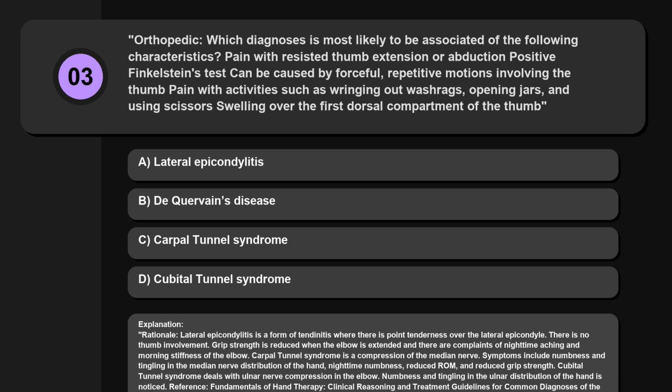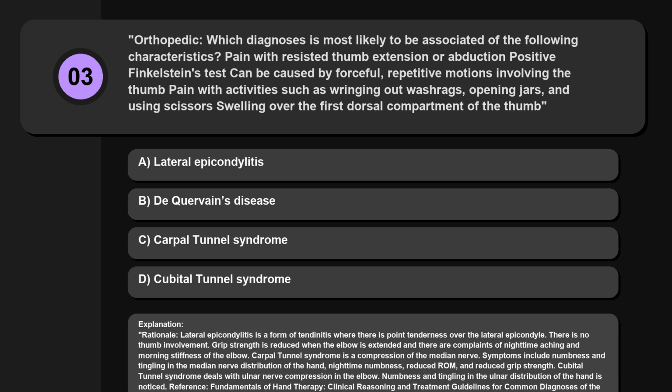Rationale. Lateral epicondylitis is a form of tendinitis where there is point tenderness over the lateral epicondyle. There is no thumb involvement. Grip strength is reduced when the elbow is extended and there are complaints of nighttime aching and morning stiffness of the elbow. Carpal tunnel syndrome is a compression of the median nerve. Symptoms include numbness and tingling in the median nerve distribution of the hand, nighttime numbness, reduced ROM, and reduced grip strength. Cubital tunnel syndrome deals with ulnar nerve compression in the elbow. Numbness and tingling in the ulnar distribution of the hand is noticed.